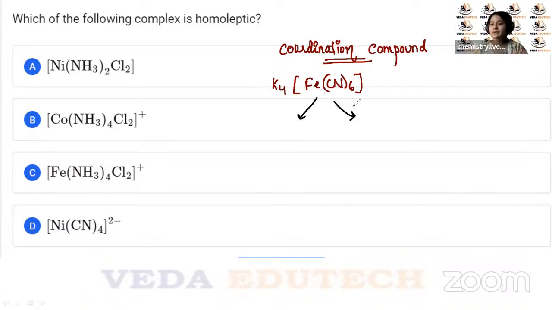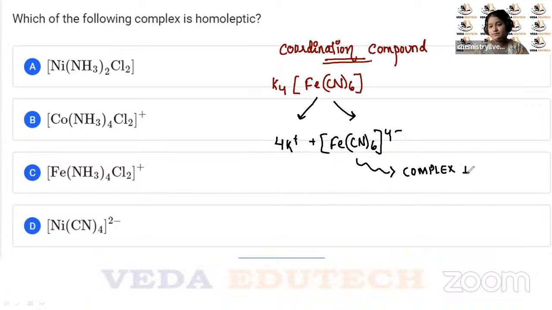So what happens when you break a double salt is that whatever individual ions you're getting, you'll get simple ions. But here when you break it, what are you going to get? You're going to get 4K+ along with [Fe(CN)6]4-. So you're getting a complex ion, right? So that's why children, this is called a coordination compound. Now what all things are there in a coordination compound, that also we are going to discuss.